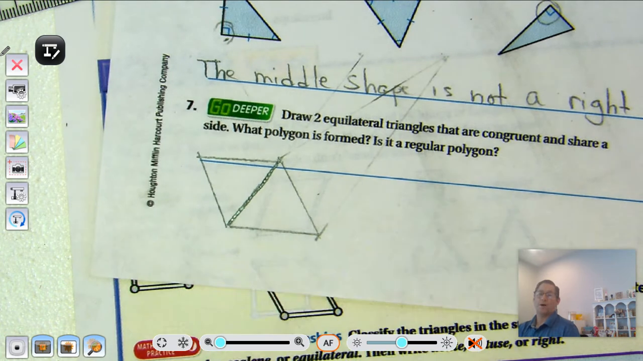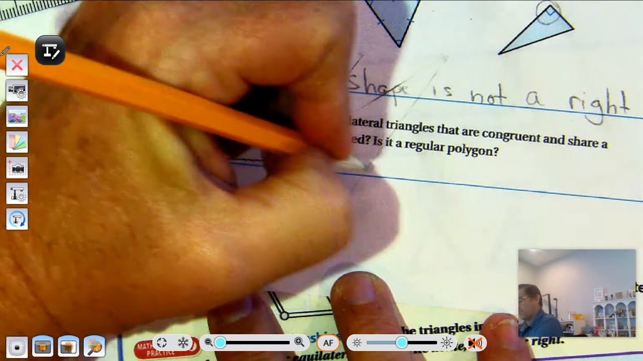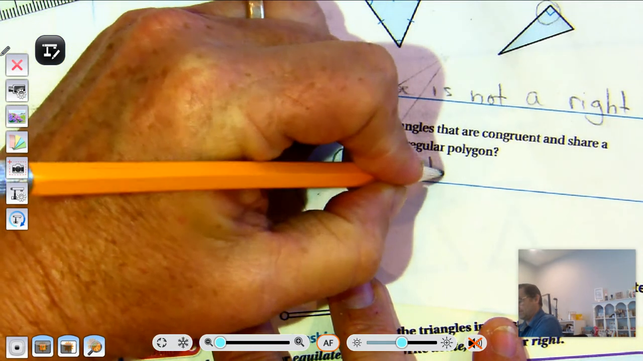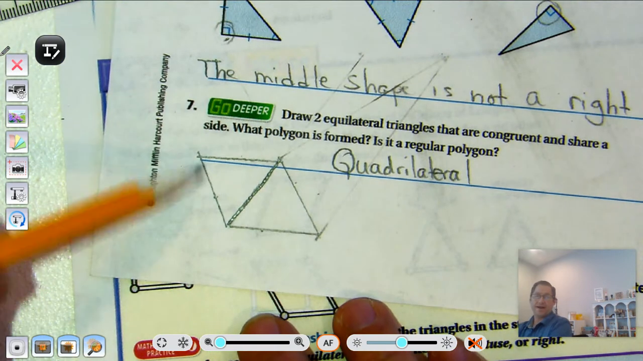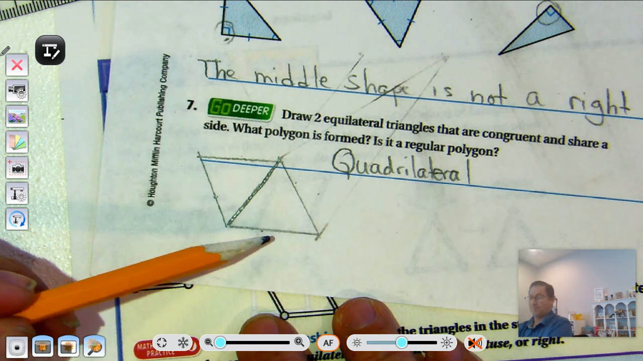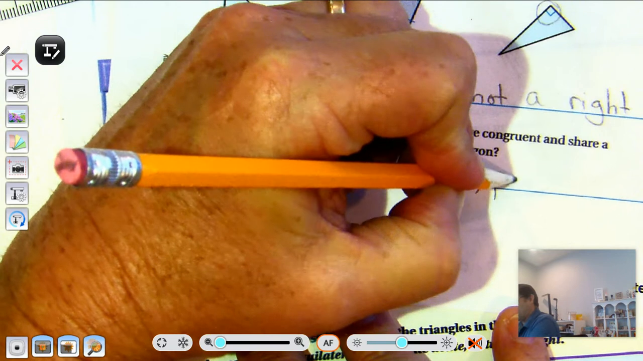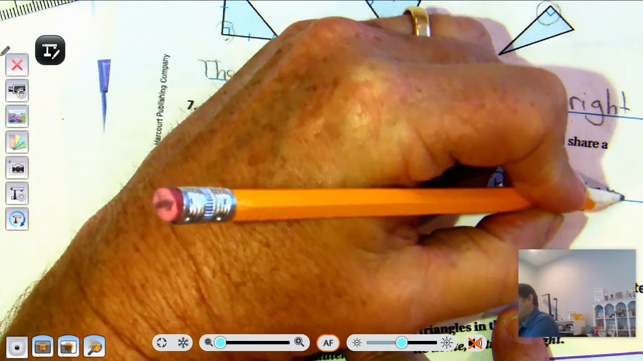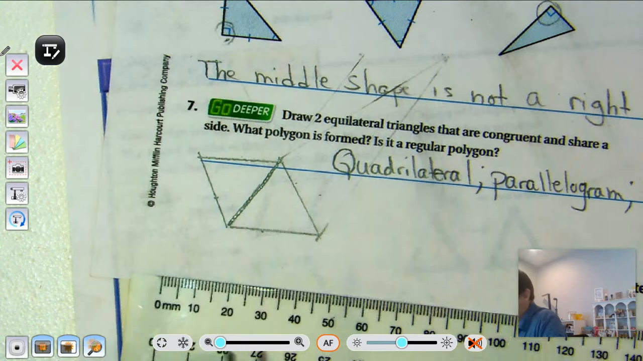So what polygon is formed? Well, 1, 2, 3, 4. Quadrilateral. And it doesn't have any right angles. Okay. So I could call it a parallelogram. And the question is, is it a regular polygon? Well, if it's a regular polygon, all four sides will be equal.